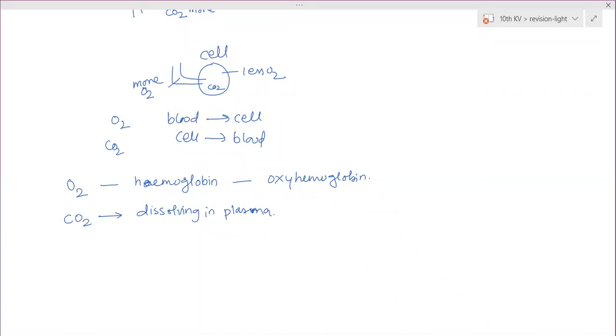Then, how are the lungs designed to maximize the exchange of gases? This is a 3-mark question. How are lungs designed? First, they have a large surface area. Where do they have a large surface area? They have very small alveoli. So tell about the alveoli.